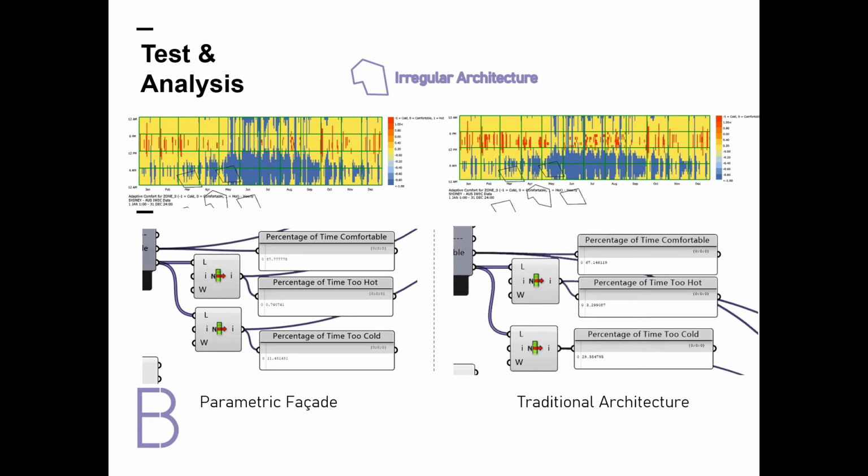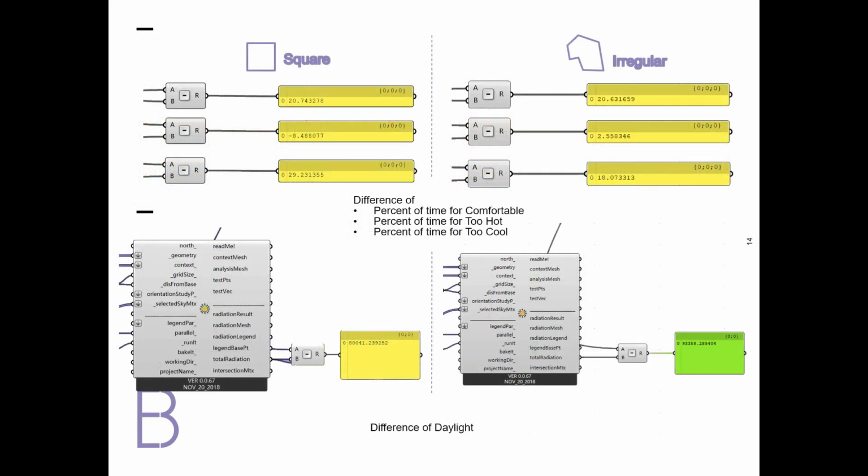For the test result of the irregular architecture, the comfortable degree of the parametric facade architecture is 88%. The traditional architecture is 67%, and they also improve the too cold and the too hot situations. According to this analysis, it is obvious that the parametric facade improved the comfortable degree. I also calculated the difference of the comfortable degree, too hot and too cold situations.